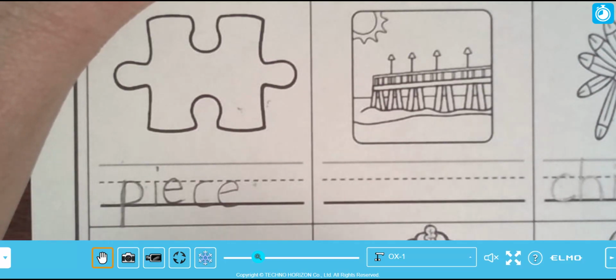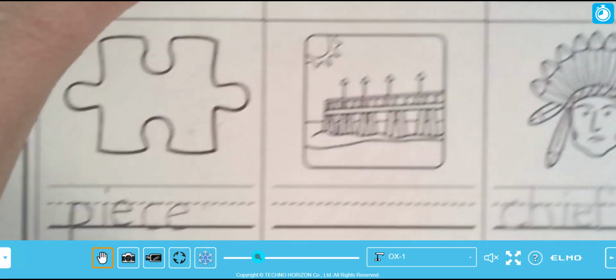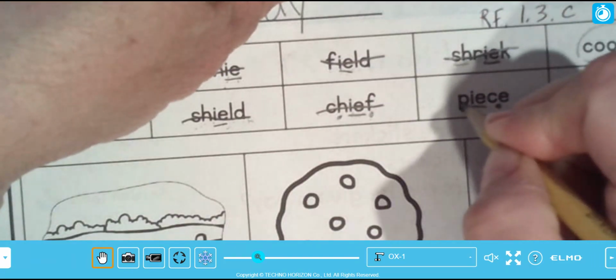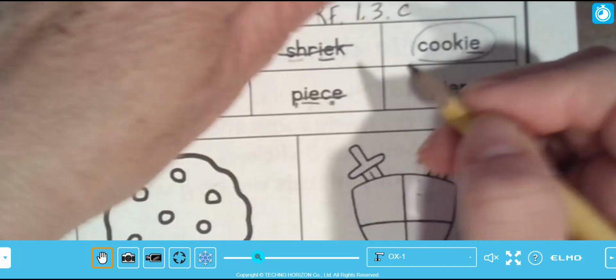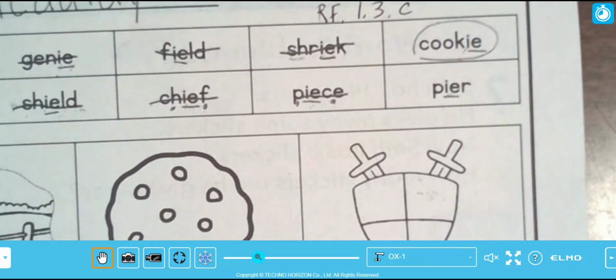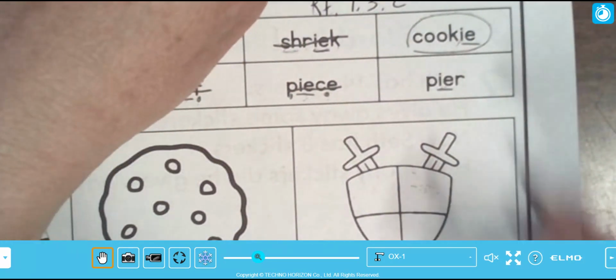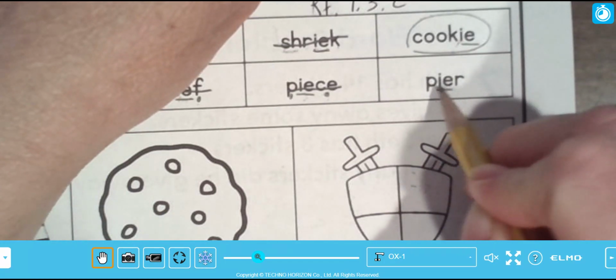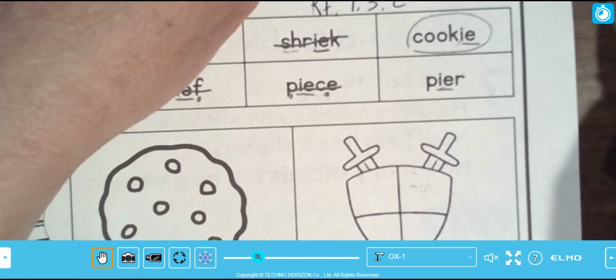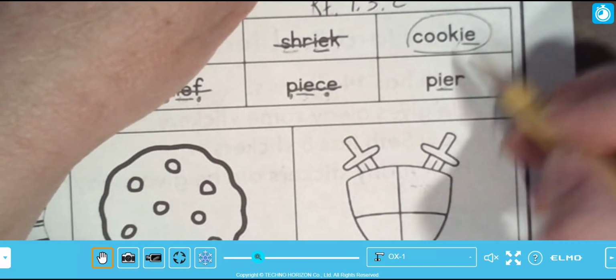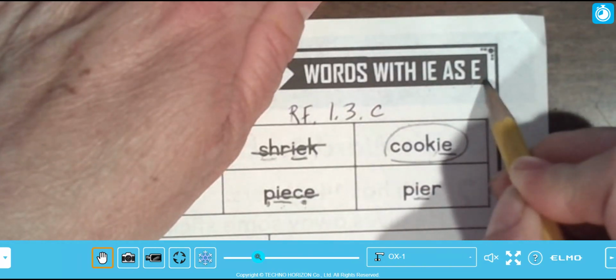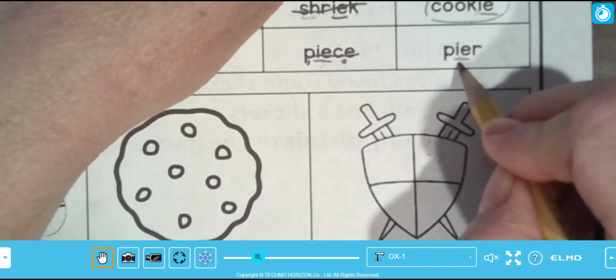Okay. We're going to move on to this sentence. No, not this sentence. We're going to cross off the word peace. And we're going to do our last word. Okay. What sound does the IE make? Yeah, it makes the E sound, right? IE as E. Okay, let's read it.